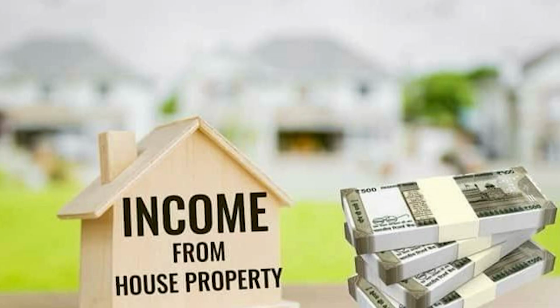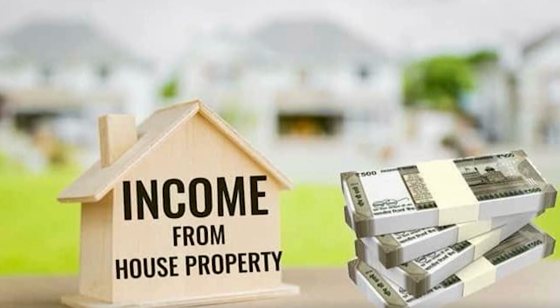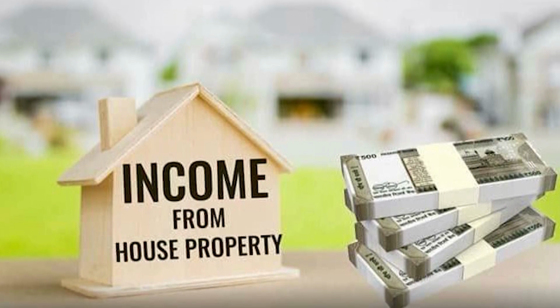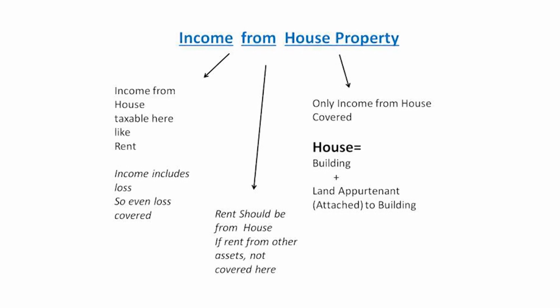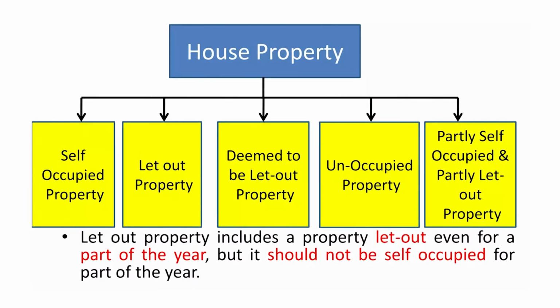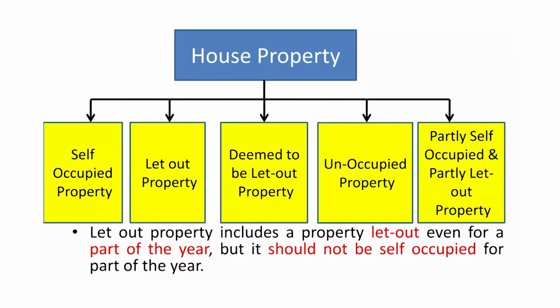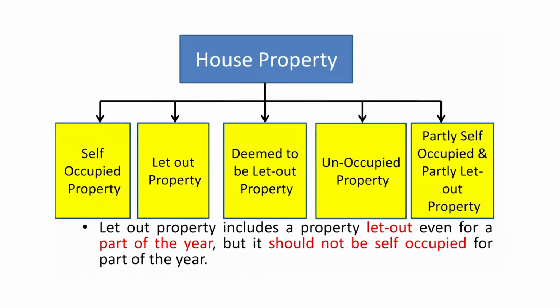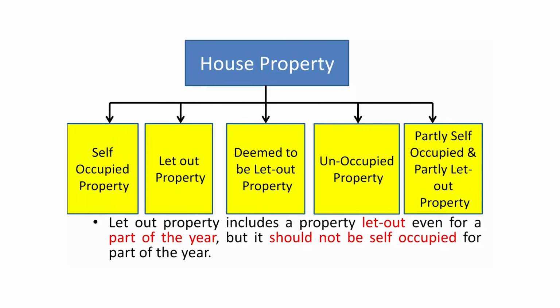If you have income from house property, then you need to keep certain details with you while filing the return. Number one, address of the property. If there is any co-owner, then co-owner's detail, what is the share of that co-owner, whether that property is held equally between the co-owners or if there is any different proportion of owning the property, that you need to mention in your income tax return.